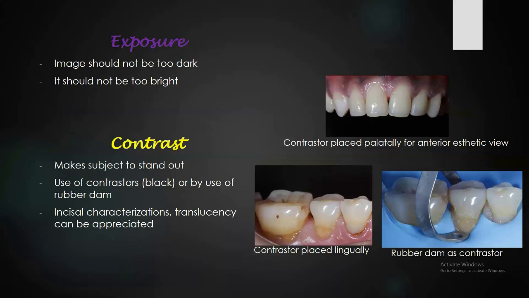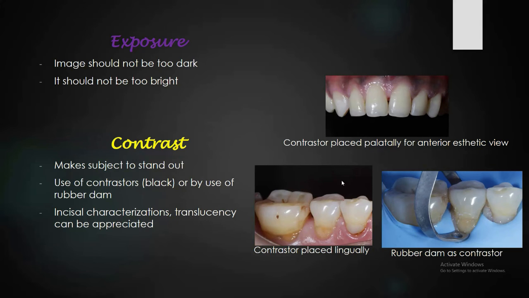Now here, to make the subject stand out, we use contrasters like black contrasters, or we can use a rubber dam. So here you can see the black contraster was placed palatally for the anterior aesthetic view, where the subject of interest was from canine to canine. And the contraster makes the subject of interest very prominent. In this case, the contraster was used lingually for the three teeth of interest.